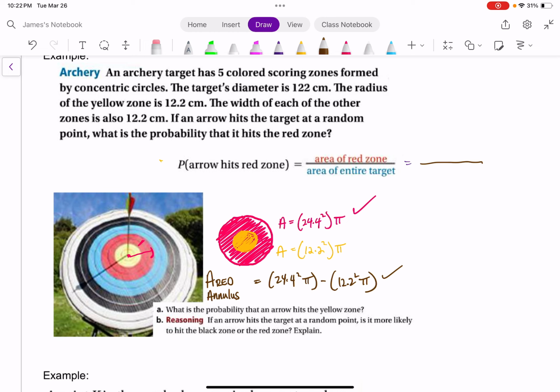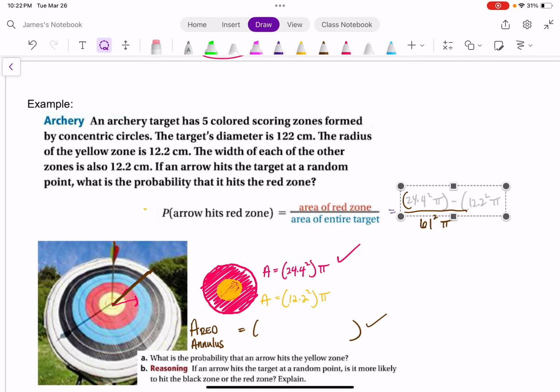Well, what's the area of the entire target? Well, we said the entire target had a radius of 61 centimeters. So if I go 61 squared times pi, that's going to be the area of the entire target. And then, like I said, my numerator should be that.